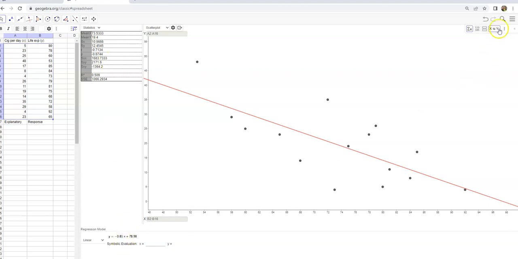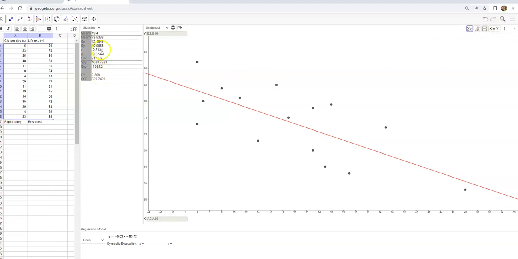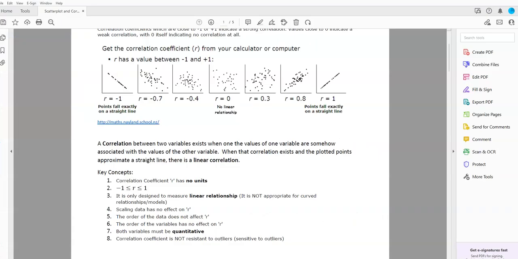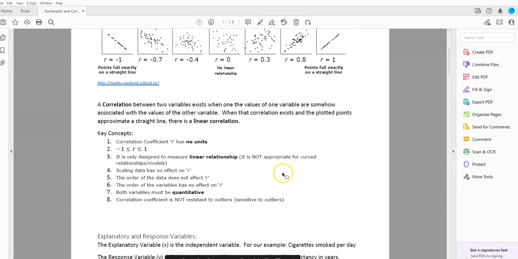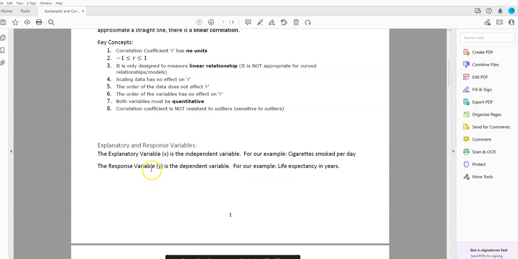If we change that back, we see that we didn't change the R, but now instead of -0.81, we have -0.63. Again, they're both negative, which is what you would expect, but the values are different. Those are two different things telling us different things about our data. Okay, so coming back over here, the explanatory variable is the X, or the independent variable.